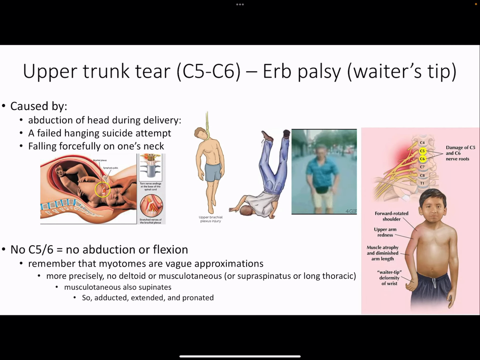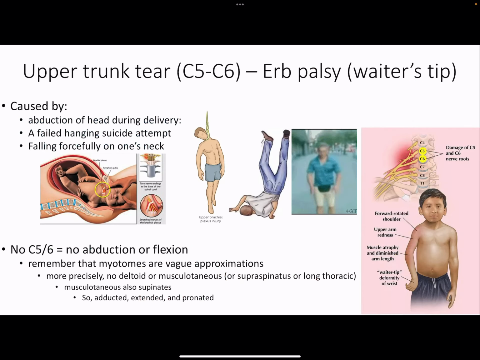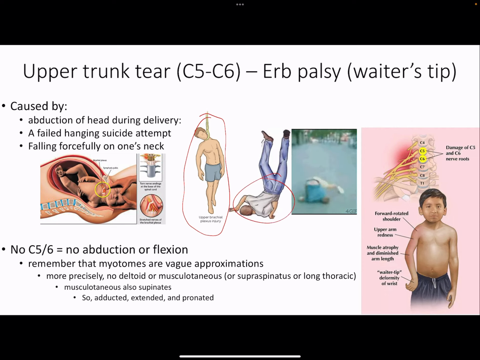All right, so Erb's palsy. If we have damage right here, upper trunk of the brachial plexus injury. So first, how can you do this? If you're delivering a baby and you don't know what you're doing and you just kind of twist the neck, that's not good. If someone tries to commit suicide and they live, maybe they jumped off a stool or something, you can kind of get the same impression here. If you just apply too much force to your neck, that can rip and tear the upper brachial plexus.